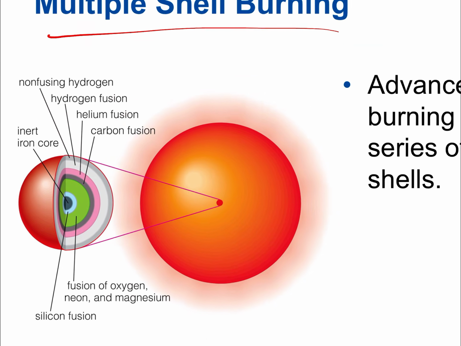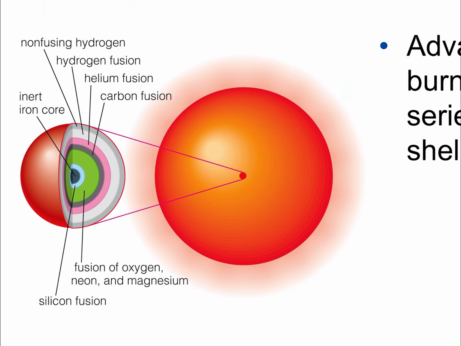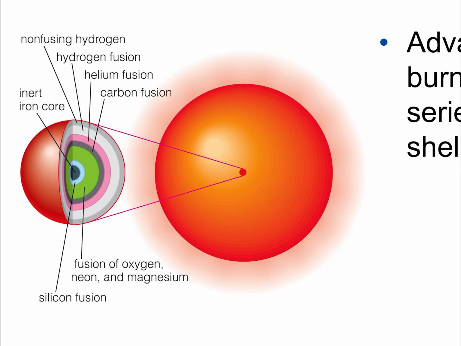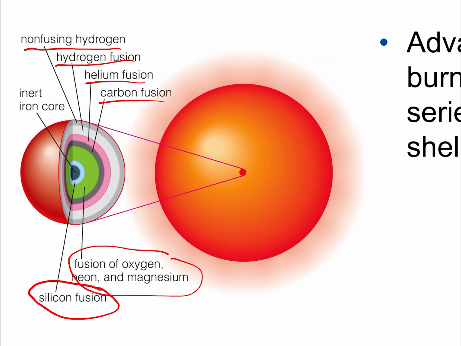And the idea about the nested shells is that on the very outside, we would have non-fusing hydrogen. Then we'd have hydrogen fusion, which has been kind of pushed out progressively because the star has been getting hotter and hotter. We have a helium shell, just like in low mass stars. Then we have a carbon shell instead of an inert carbon core. Inside of that, we have a shell of oxygen, neon, and magnesium. And then we even have an inner shell of silicon fusion. And then we do have an inert core, which is iron.